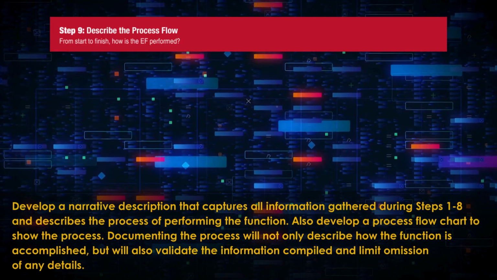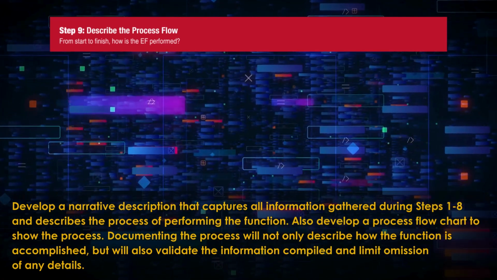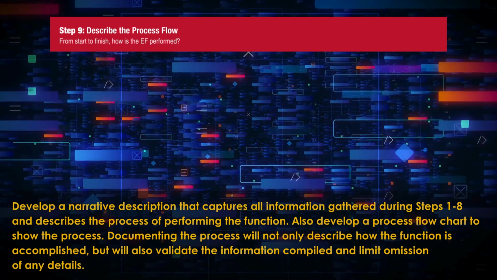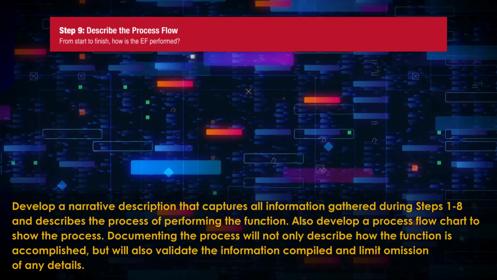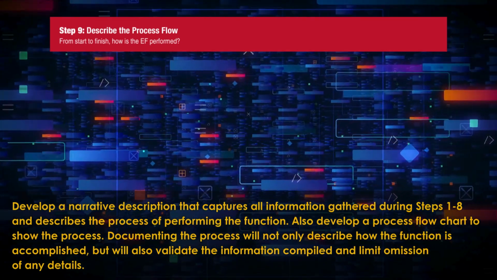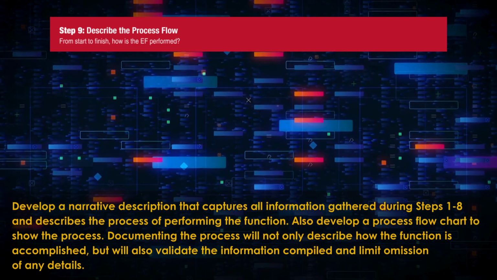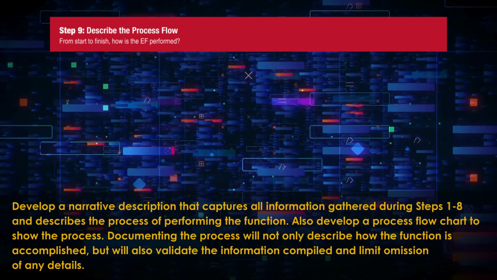Finally, we have step 9, describe the process flow. In this step, we develop a narrative description that captures all information gathered during step 1 through 8 and describes the process of performing the function. Also develop a process flowchart to show the process. Documenting the process will not only describe how the function is accomplished, but will also validate the information compiled and limit omission of any details.